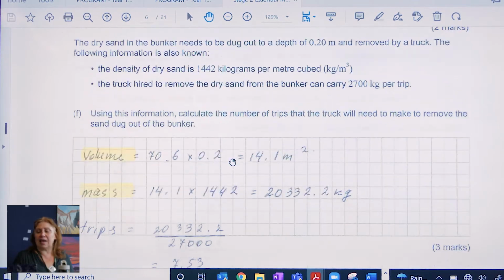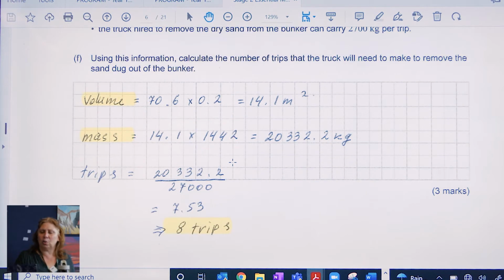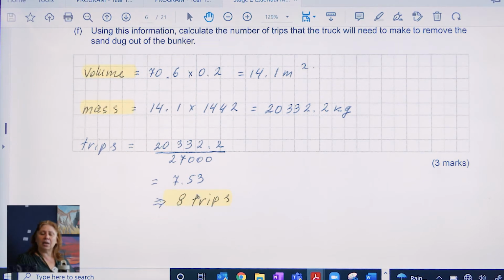And the last bit, when they ask you to calculate, using the information, the number of trips. 3 marks: 1 for the volume, 1 for the mass, 1 for the rounding up. So students who did everything correct and wrote down 7.3 will lose a mark. You can't do 7.53 trips. It's for them recognizing it has to be a whole number, and it always has to be rounded up.